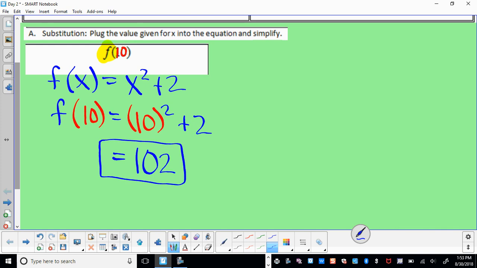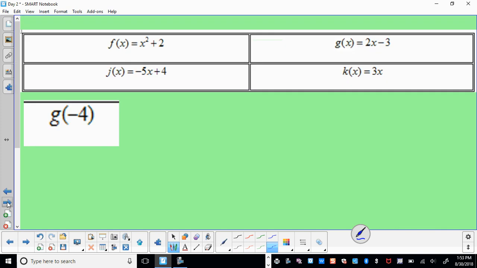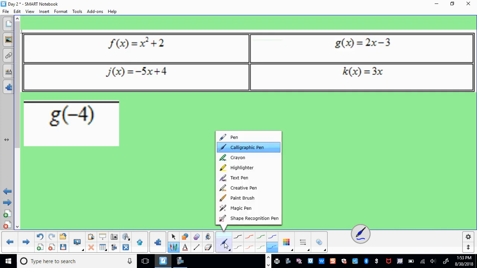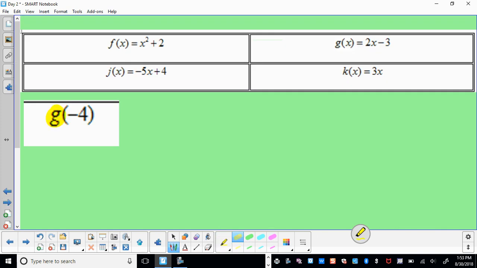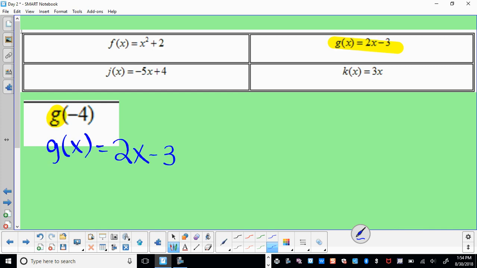So far, so good? Pretty easy? All right, so now I don't need my f function. I need what? I need my g function. So with my g function, g of x is 2x minus 3. But instead of x, I'm using negative 4. Be careful. Negative 4. So that means wherever I see x, I'm plugging in negative 4.